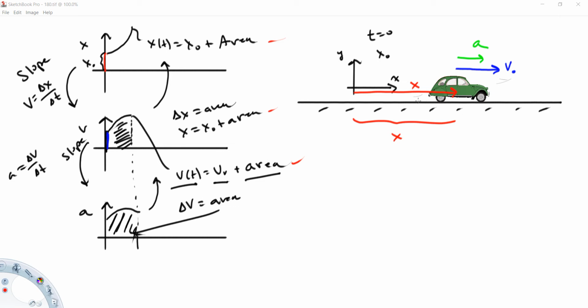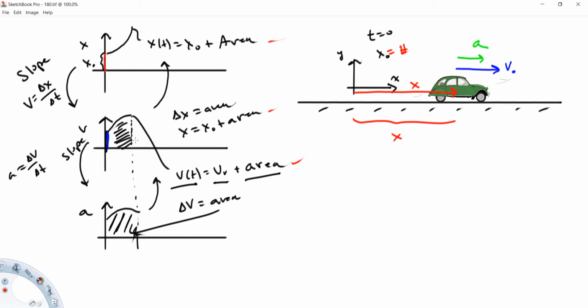This distance here would be what I would call the initial position of the car with respect to this coordinate system. This would be some positive number. I'll just put some number here in this problem. And what we're going to do now is talk about how to derive equations of motion for the velocity of the car and the position of the car.